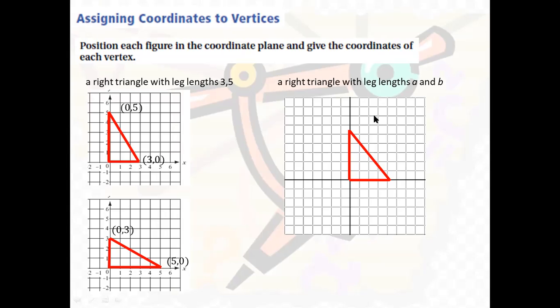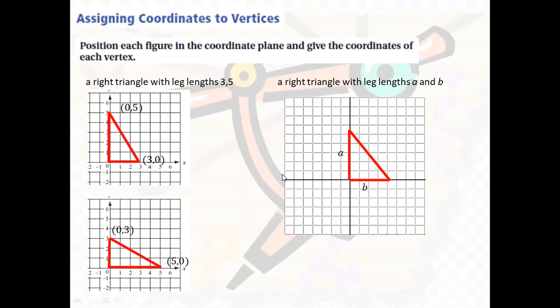Let me name the legs, because they said the legs are A and B. So one leg should be A and the other should be B. So let me name this as A and this as B. Why did I name this as B? Because usually the triangle's base, this down part, is B. So that's why I named this as A and this as B.